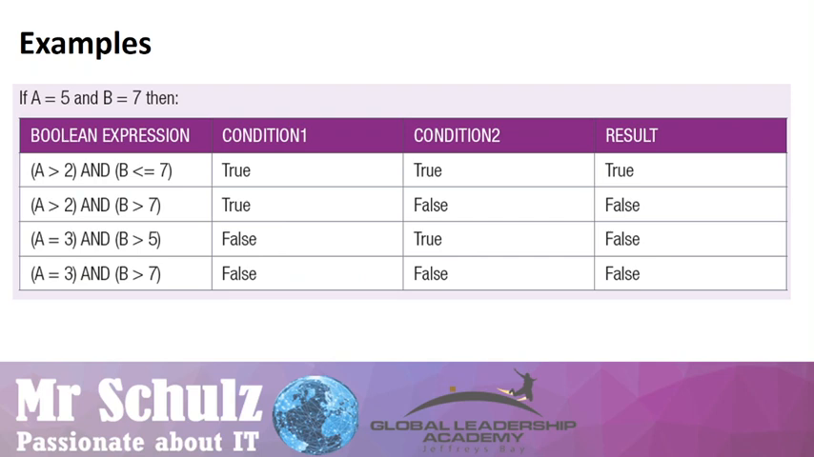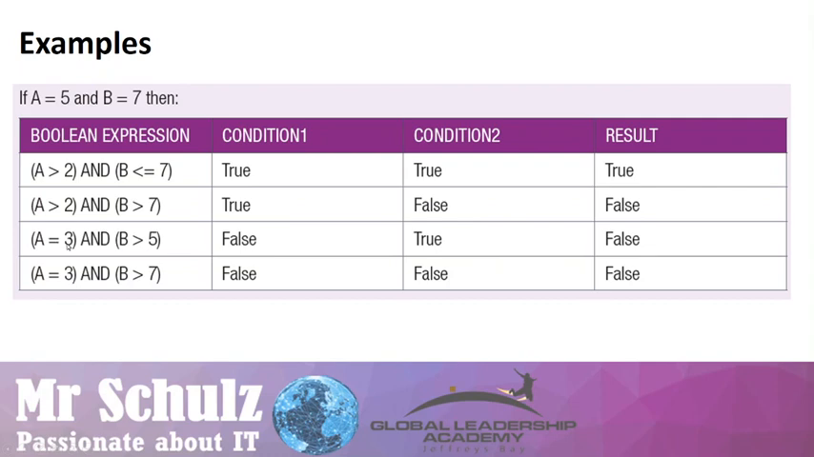Let's look at an example. If value A is 5 and B equals 7, in the first example we have A bigger than 2 and B smaller or equal to 7. Both of these conditions are true. Thus, the result will be true as well. Our second example, A bigger than 2, which is true because A is 5, and B is bigger than 7, which is false because B equals 7. Hence, the result will be false.